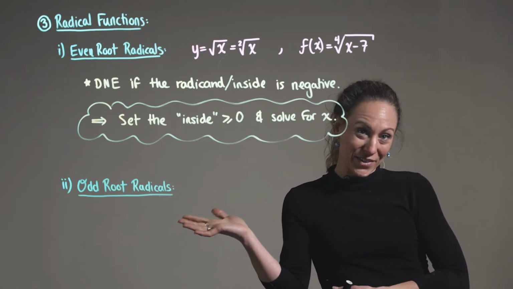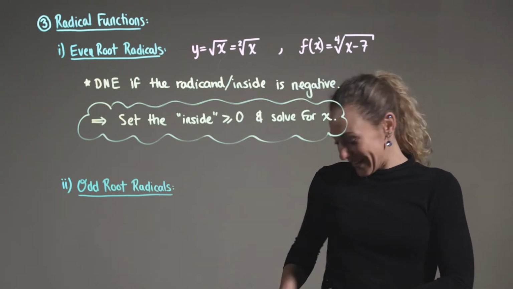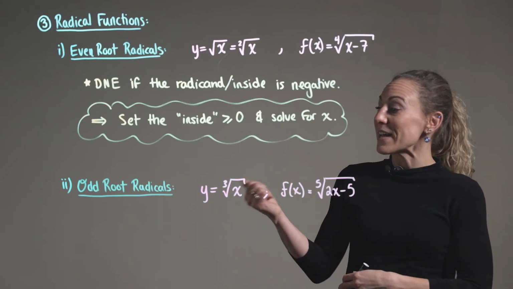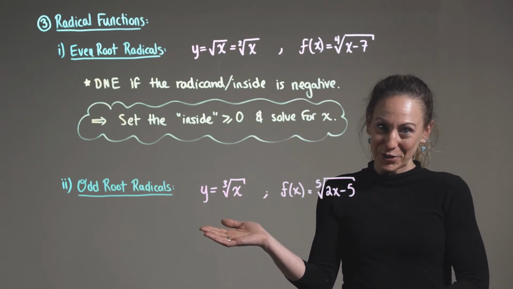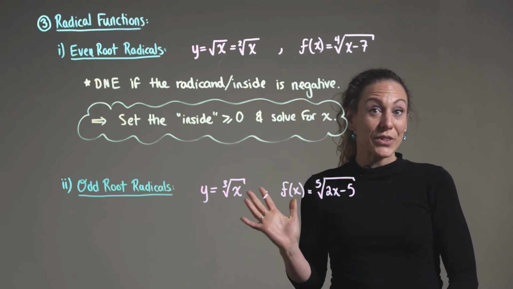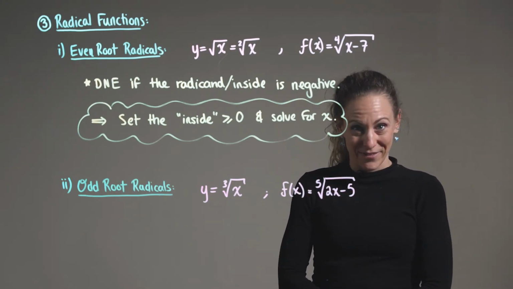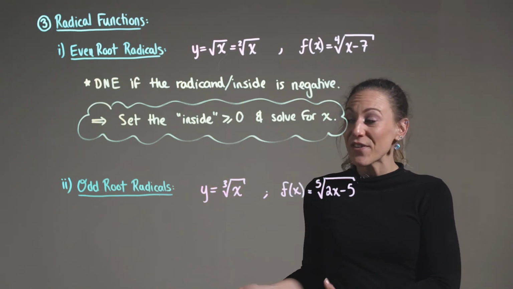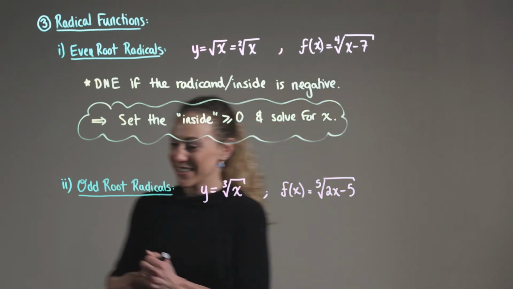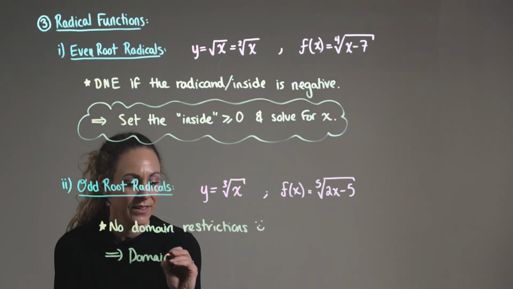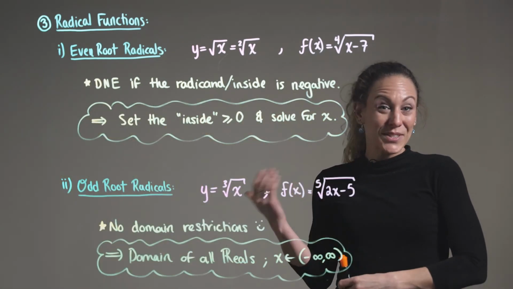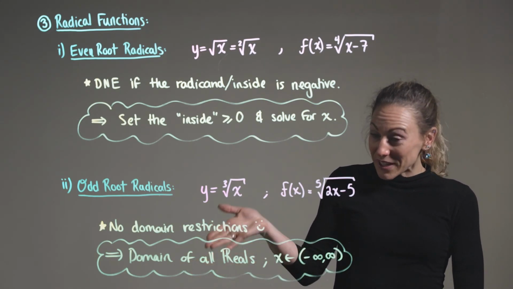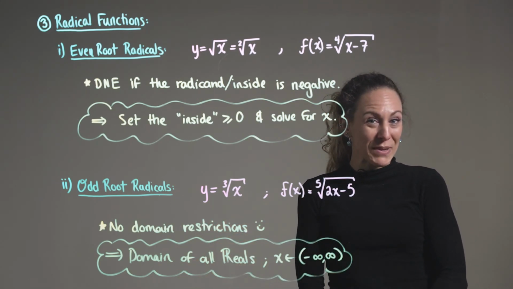Now, odd root radicals are like polynomial functions. Examples of odd root radicals include things like the cubic root, or y equals the third root of x, or f of x is equal to the fifth root of 2x minus 5. And we say that odd root radicals are like polynomial functions because these functions have no domain restrictions. So since odd root radicals have no domain restrictions, we can automatically conclude that the domain of odd root radicals will always be all real numbers.